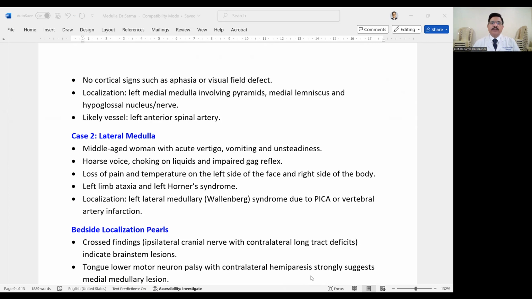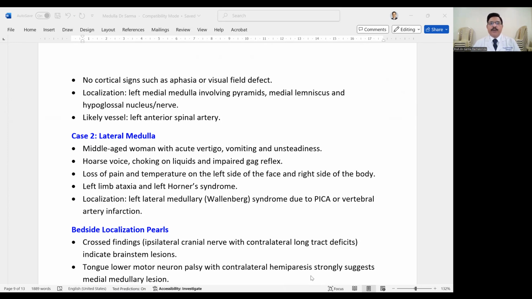Vomiting because of the visceral afferents and efferents being affected. Unsteadiness because of the cerebellar peduncles. Hoarseness of voice, choking on liquids, and impaired gag reflex. This is because of the nucleus ambiguus.